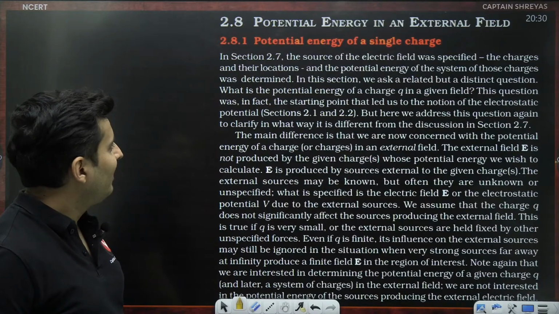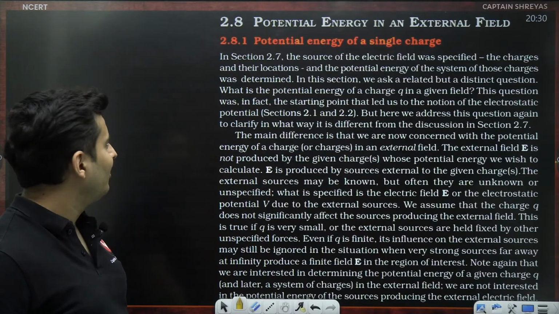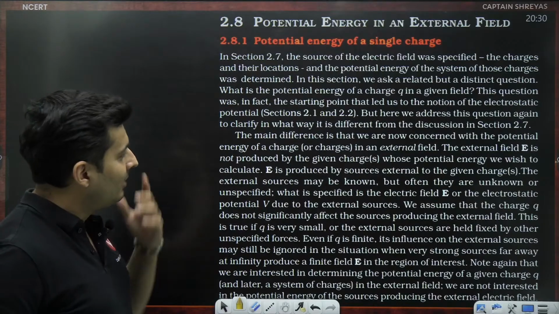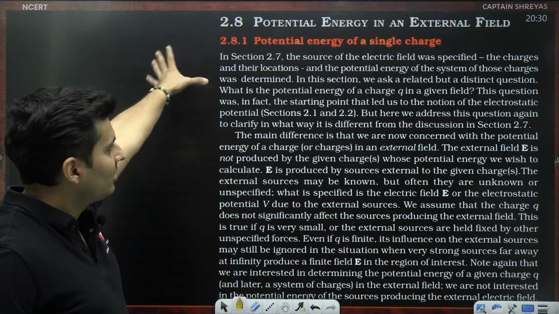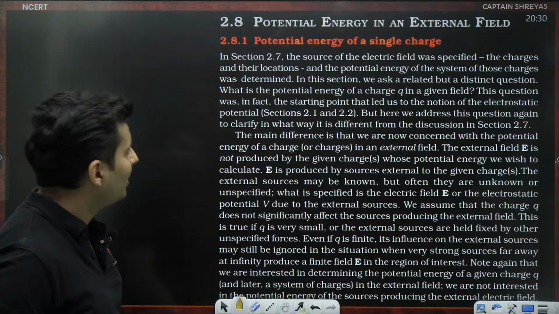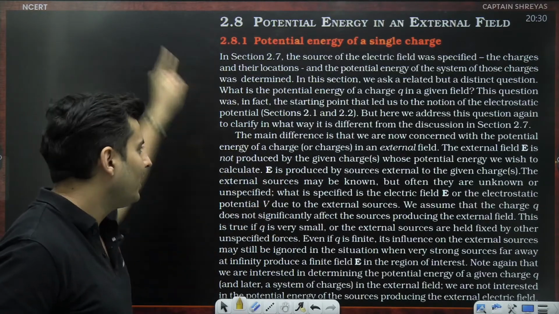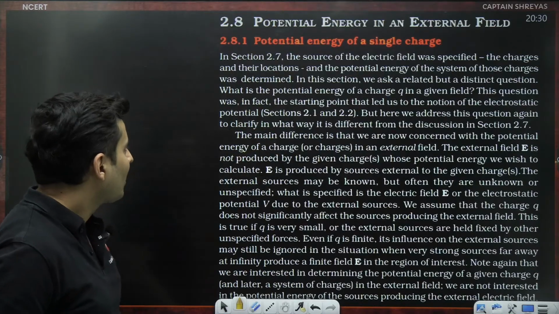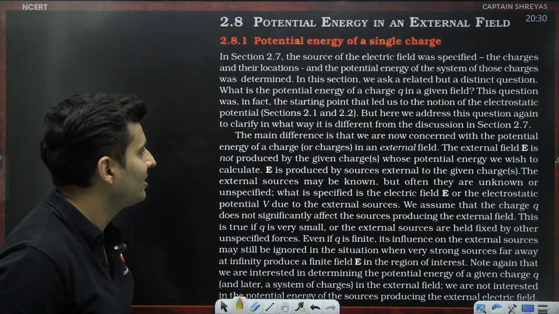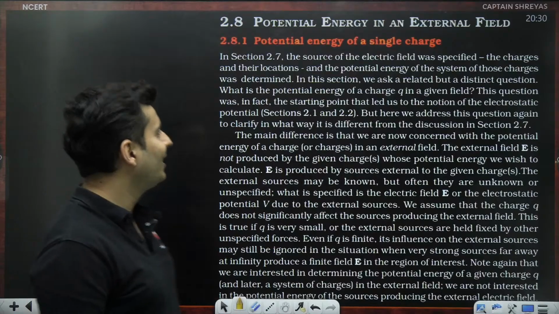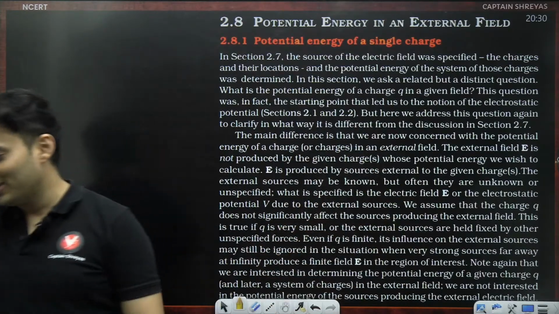This question was in fact the starting point that led us to the notion of electrostatic potential, because all other times they were beating around the bush. Suddenly they feel that something is important, but here we address the question again to clarify. Why did you not ask it over there? Anyways, in what way is this different from the discussion in section 2.7?